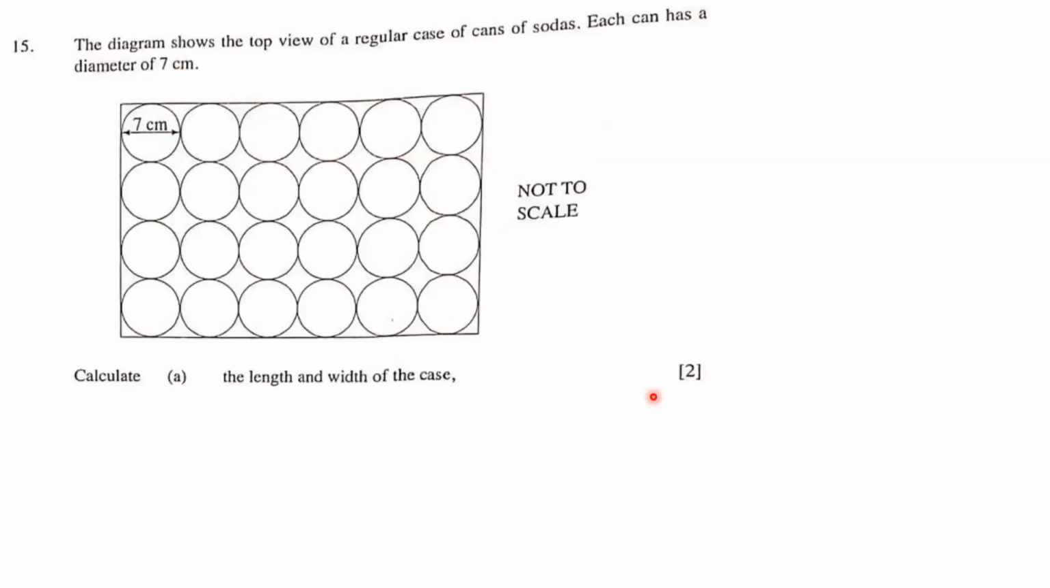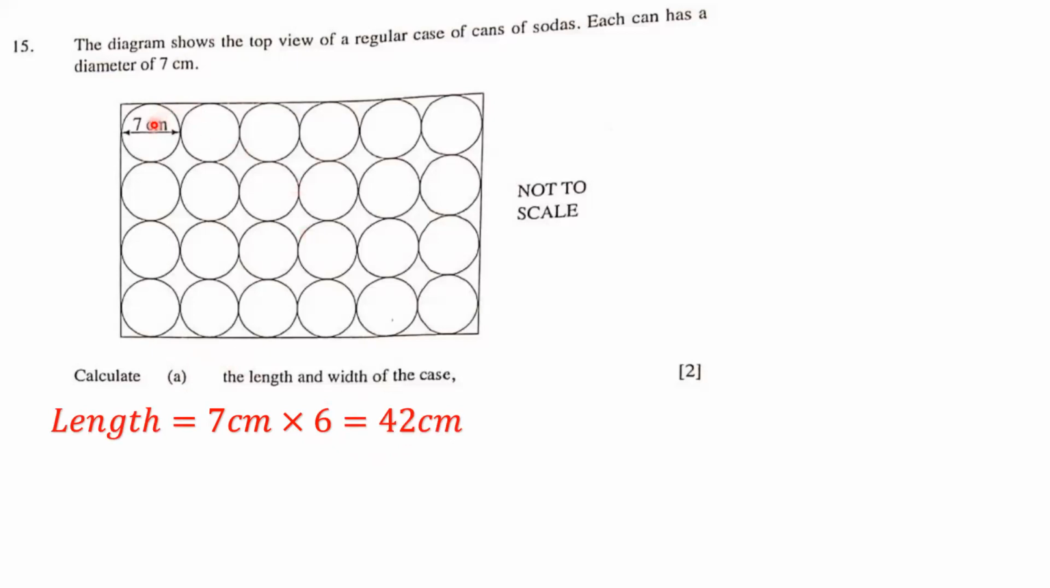Okay, let's move on to this next question. It says the diagram shows the top view of a rectangular case of cans. Each can has a diameter of 7 centimeters. Here they want us to figure out the length and width of the case. Let's first deal with the length. The length is going to be 7 centimeters multiplied by 6, which is 42 centimeters.